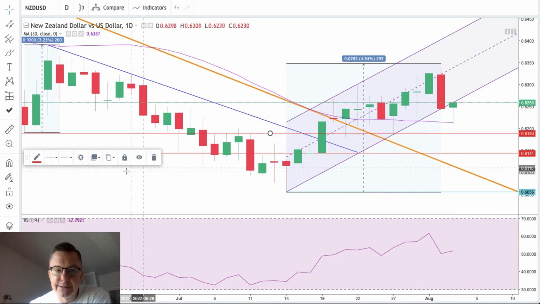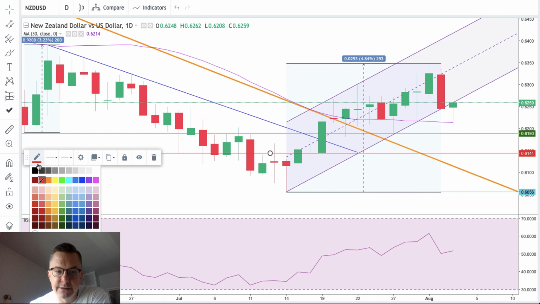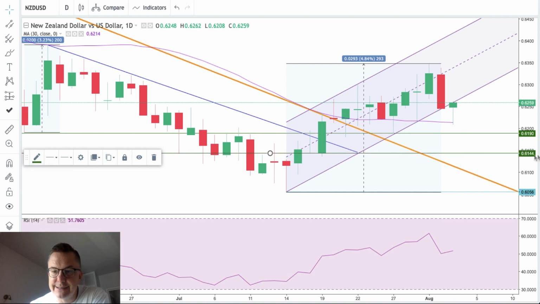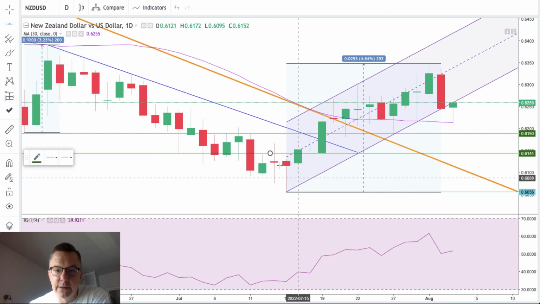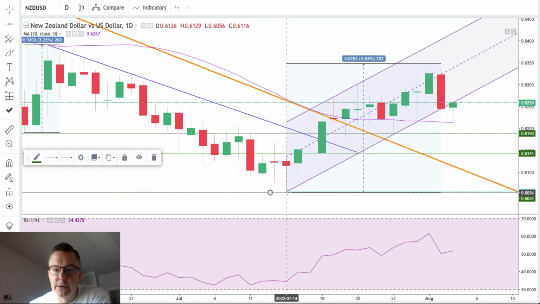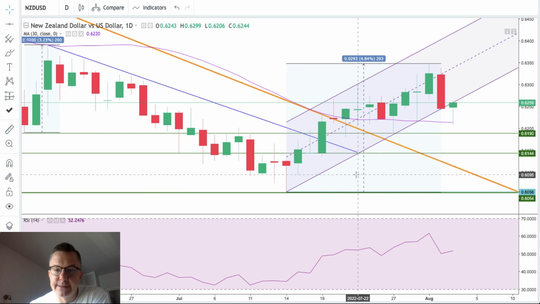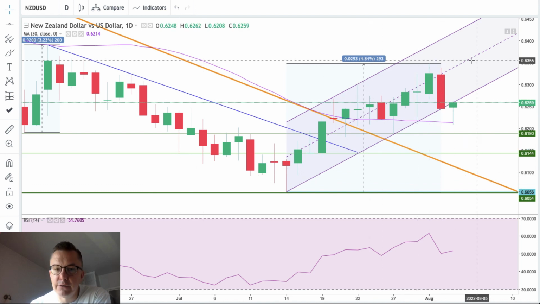We've got technical support, let me change the color to green, at 6,190, and the other technical support at 6,144. The last technical support is, of course, the low from the 14th of July 2022, which is located at the level of 6,056. So, a breakout to the downside.